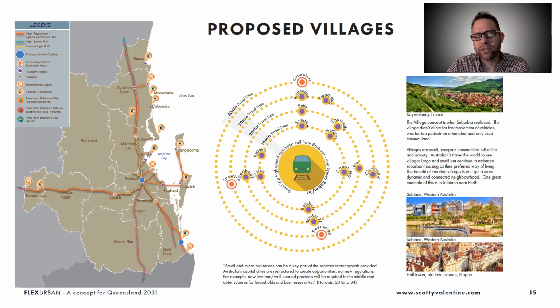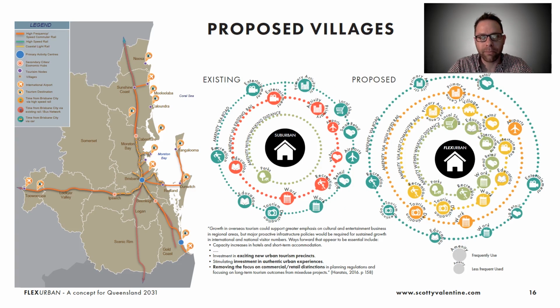The benefit of creating villages is that you get a more dynamic and connected neighbourhood. One of the great examples of this, of a new village, is Subiaco in Perth. So looking at what Destructive Cities had to say, small and micro businesses can be a part of the service sector growth, provided Australia's capital cities are restructured to create opportunities, not new regulations. For example, new low-rent, well-located precincts will be required in the middle and outer suburbs. So that's what we're talking about here, creating precincts of activity. So we'll go into this a little bit more.